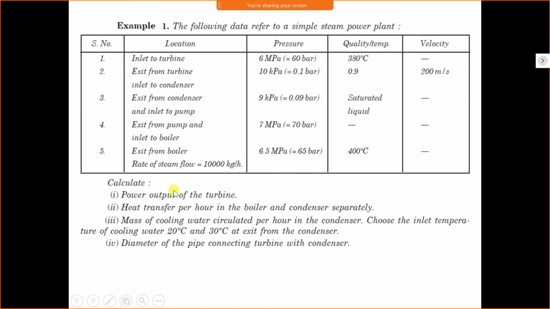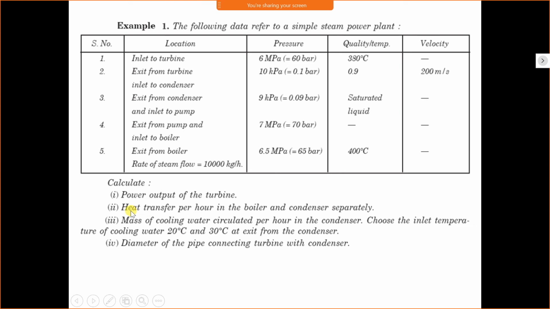Okay, no problem. One more data is given, the rate of steam flow, that is 10,000 kg per hour, meaning mass flow rate of steam is also given. Here the unit is kg per hour. We have to calculate the power output of the turbine. Power output of the turbine means work done by turbine multiplied by mass flow rate, and power output is always given in kilowatt. Therefore, we have to convert the mass flow rate of steam to kg per second. We will divide 10,000 by 3600.